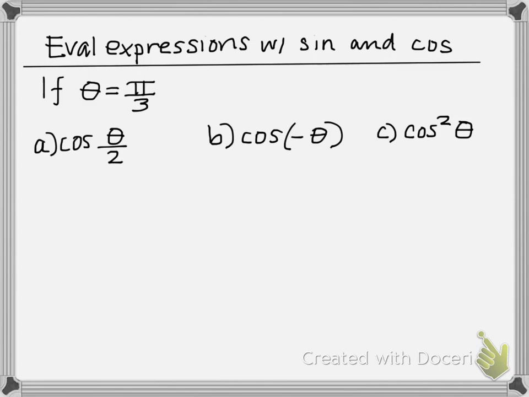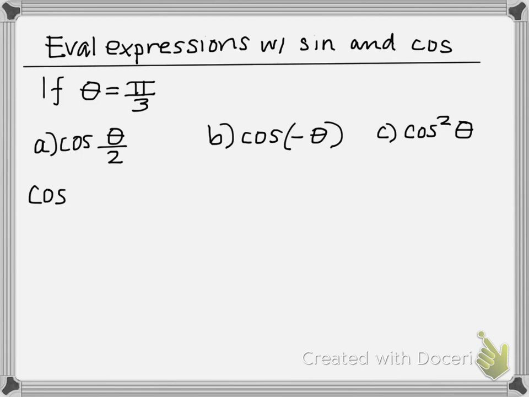Next problem. Let's see, this says evaluate expressions with sine and cosine. So we're given a theta here. Theta is equal to pi over 3. And then we're being asked to, essentially, you see the thetas here. There's theta, there's theta, there's theta. So we're just going to be plugging this in and then using the unit circle is all we're doing on this problem. So I'm going to go for A.